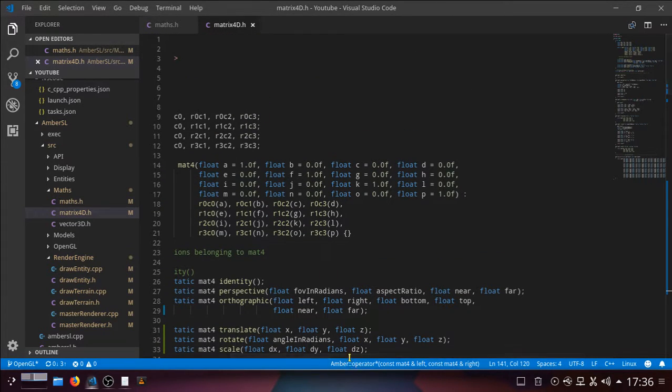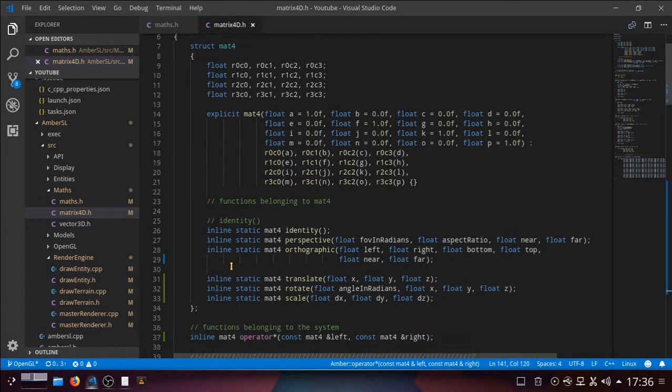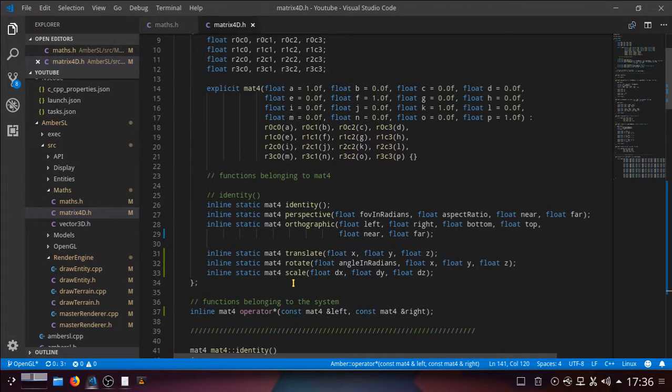Let's get back to the beginning of this. Here we go. Which are translate, rotate and scale. We already had perspective and orthographic. And we've also added the matrix times matrix multiplier, so that we can do the calculations. There we go, all done.